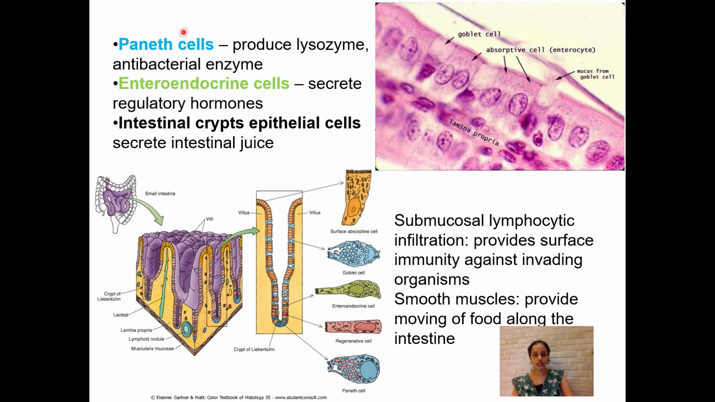Paneth cells are mainly eosinophilic in nature. They have secretory granules which have an affinity towards acid dye, so they are eosinophilic or acidophilic in nature.